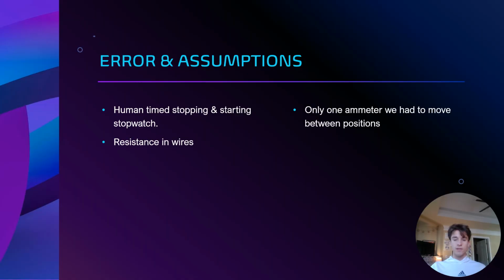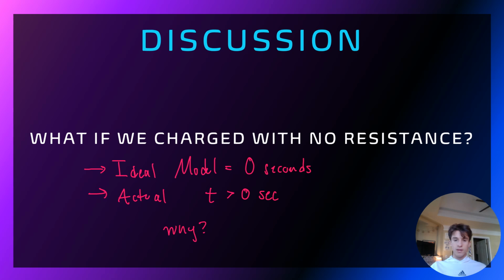Errors in this were, of course, using a human-timed stopwatch, as well as resistance in the wires, which we calculated, and we only had one ammeter that worked, so we had to move it. If we charged the capacitor with no resistance, it would ideally charge at 0 seconds because there's no resistance and maximum current, but in actuality, this wouldn't happen.